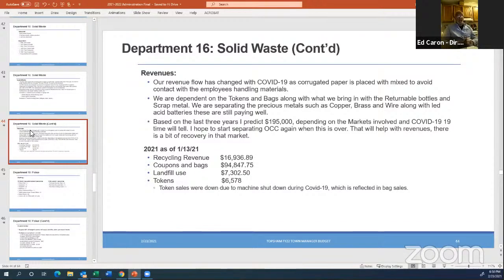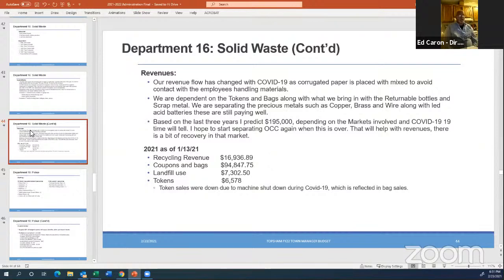Returnable bottles continues to be one of our better builders. We usually bring in between $350 and $400 a month on returnable bottles alone. Metal prices are still up there good, so that's all working out pretty good. Based on the last 3 years, I predict 195, depending on the markets involved. Again, with COVID-19, time will tell, but we hope to start doing all that recycling and help with the revenue.